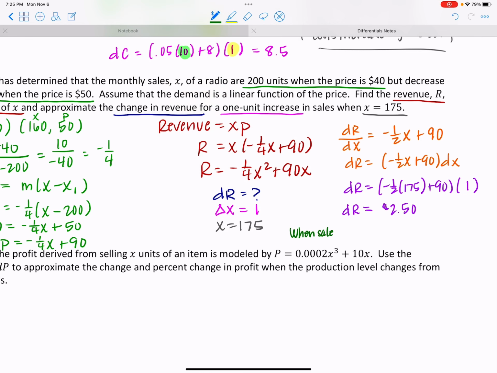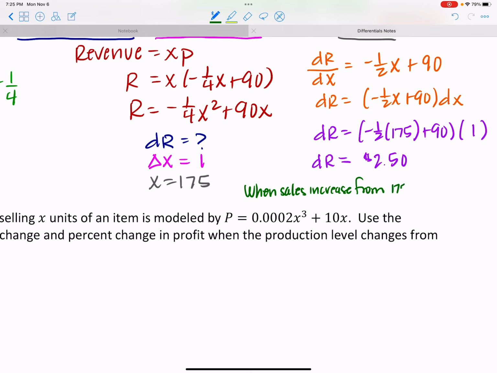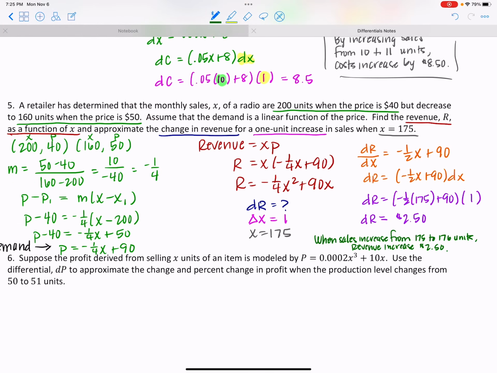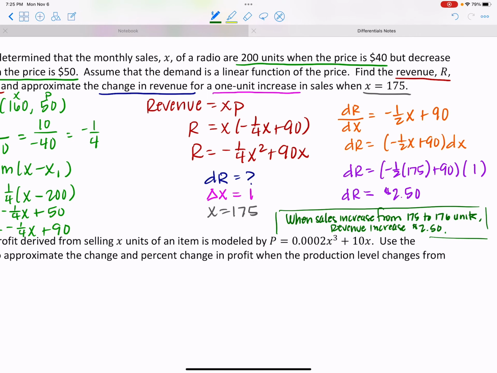Okay, so let's try to state this somewhere. When sales increase from 175 to 176 units, revenue increases by $2.50. And that would be technically the best way to answer that question. But if you just said dr equals 250, technically you're not wrong, because you found the differential of r.